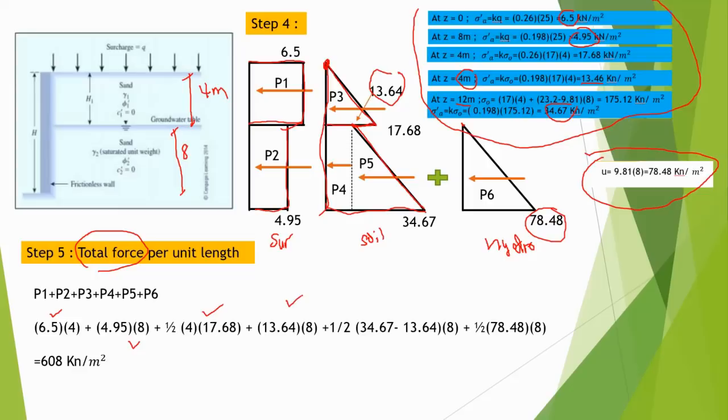Area triangle, triangle macam mana? Kalau sini ialah 3.4 yang panjang, keseluruhan panjang ialah 34.67. Macam mana nak cari yang ni saja? Tolaklah dengan ni. Dapatlah untuk base untuk triangle ni. So, dapat dengan height 8, settle. And then, macam biasalah triangle ni, height ni dapat dengan ni, dapat ni. So, the force ialah area of the distribution pressure. So, you can get the force.